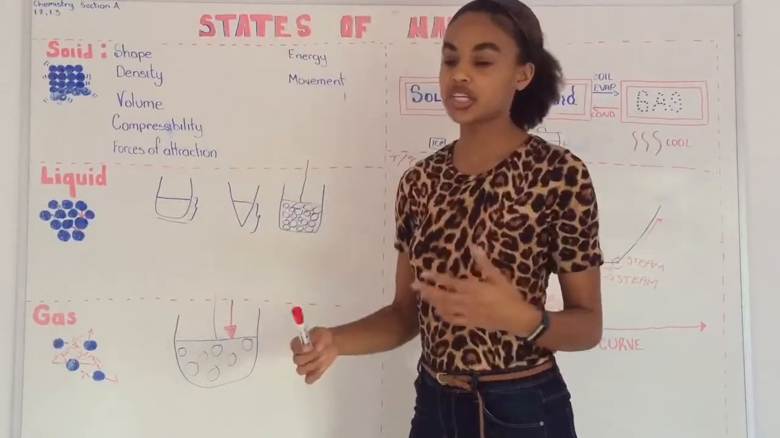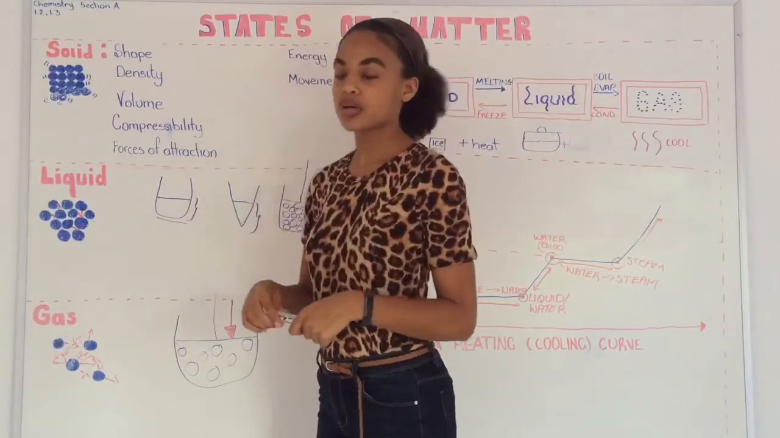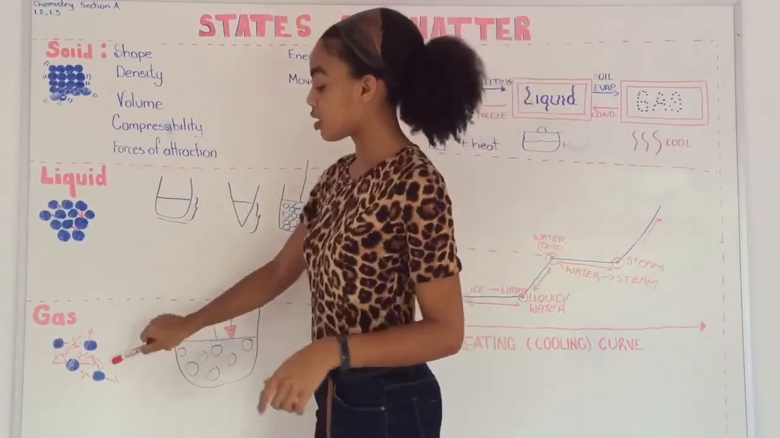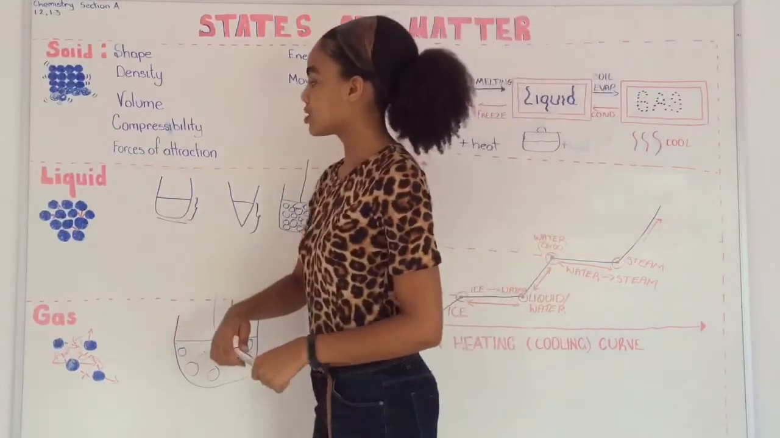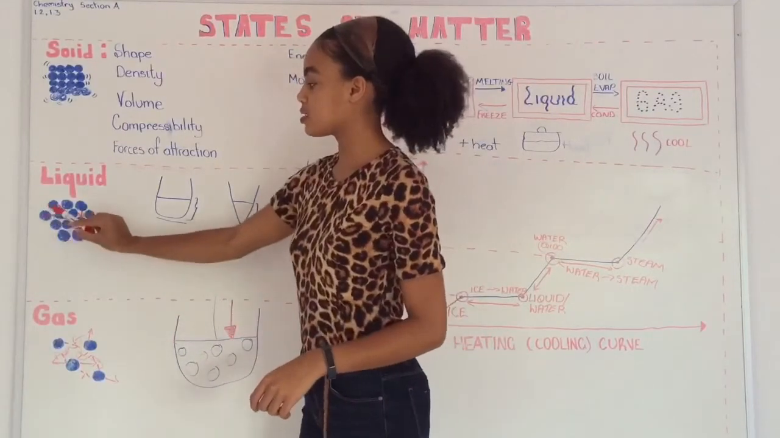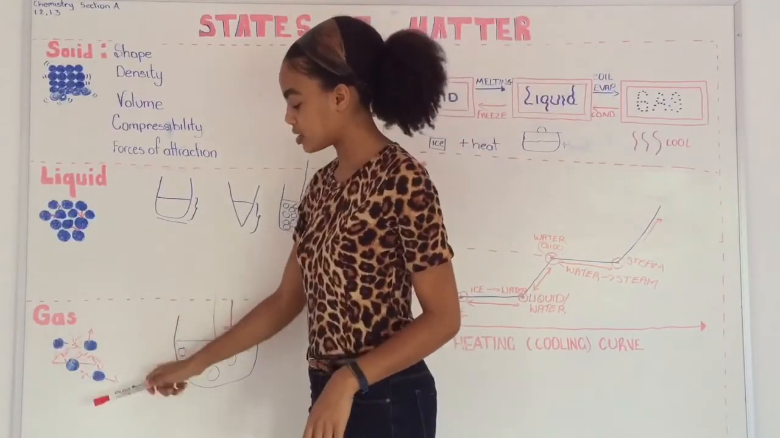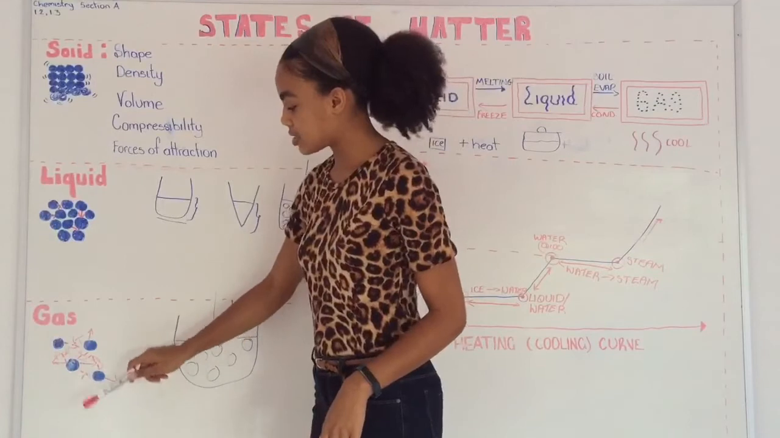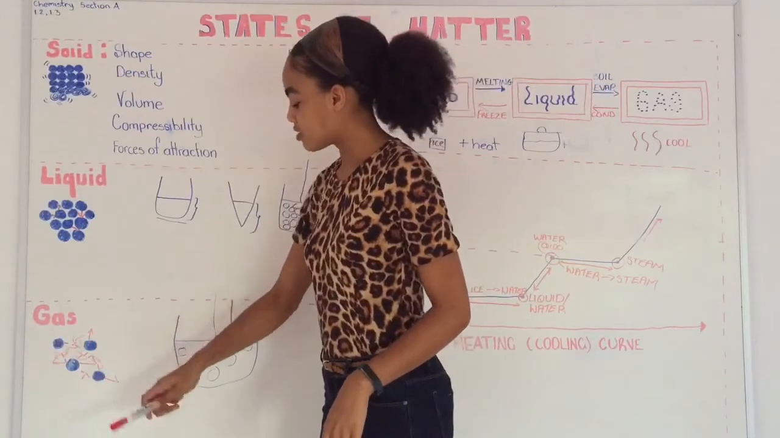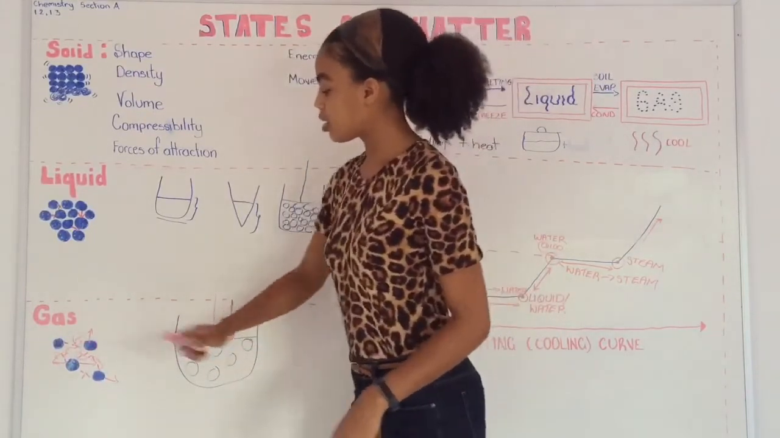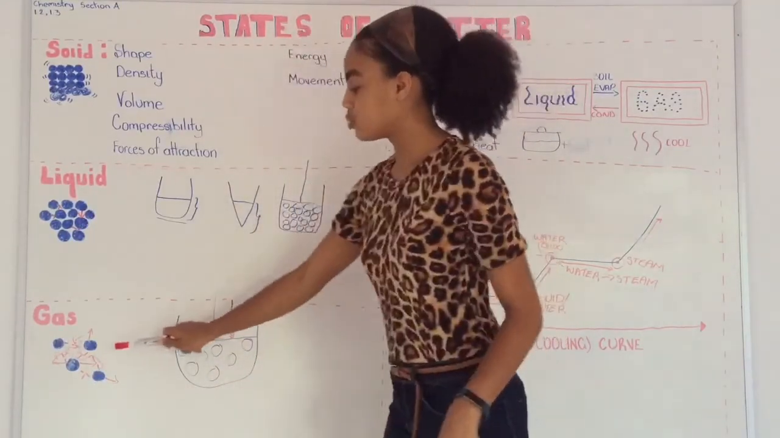The volume, it doesn't change. Compressibility, it's little or partially compressible. Forces of attraction are stronger than that of gas, but weaker than that of solid. Energy or movement, more energy than solid, more movement than solid because of the space in between the particles. Then we have gas, which takes the shape of the entire container that it's in. The density is not very great, it's lower than solid and liquid. And the volume takes the volume of the entire container. It's easily compressible because of the spaces between it. Forces of attraction are very weak. Energy and movement is very great.